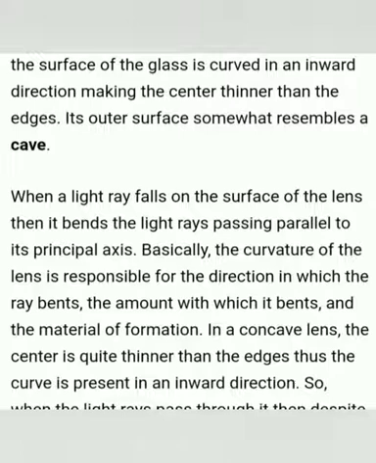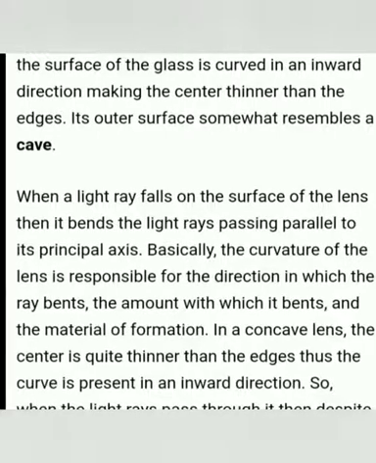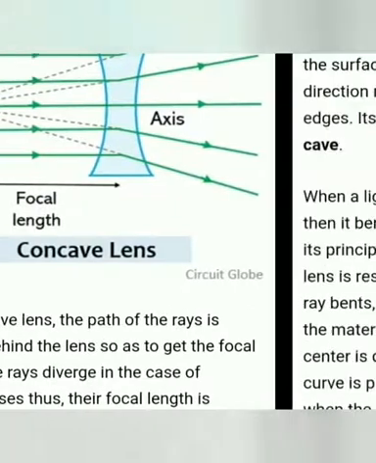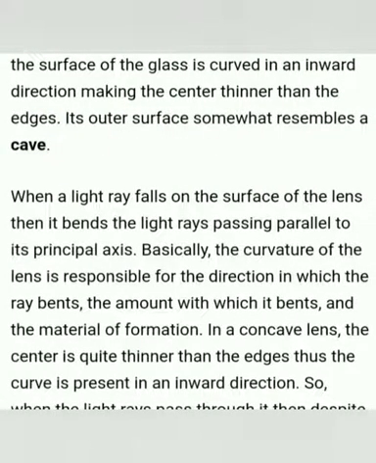When a light ray falls on the surface of the lens, it bends the light rays passing parallel to the principal axis. Basically, the curvature of the lens is responsible for the direction in which the ray bends, the amount with which it bends and the material of formation. In a concave lens, the center is quite thinner than the edges. Thus, the curve is present in an inward direction. So, when the light ray passes through it, then instead of bending towards a single point, it disperses.